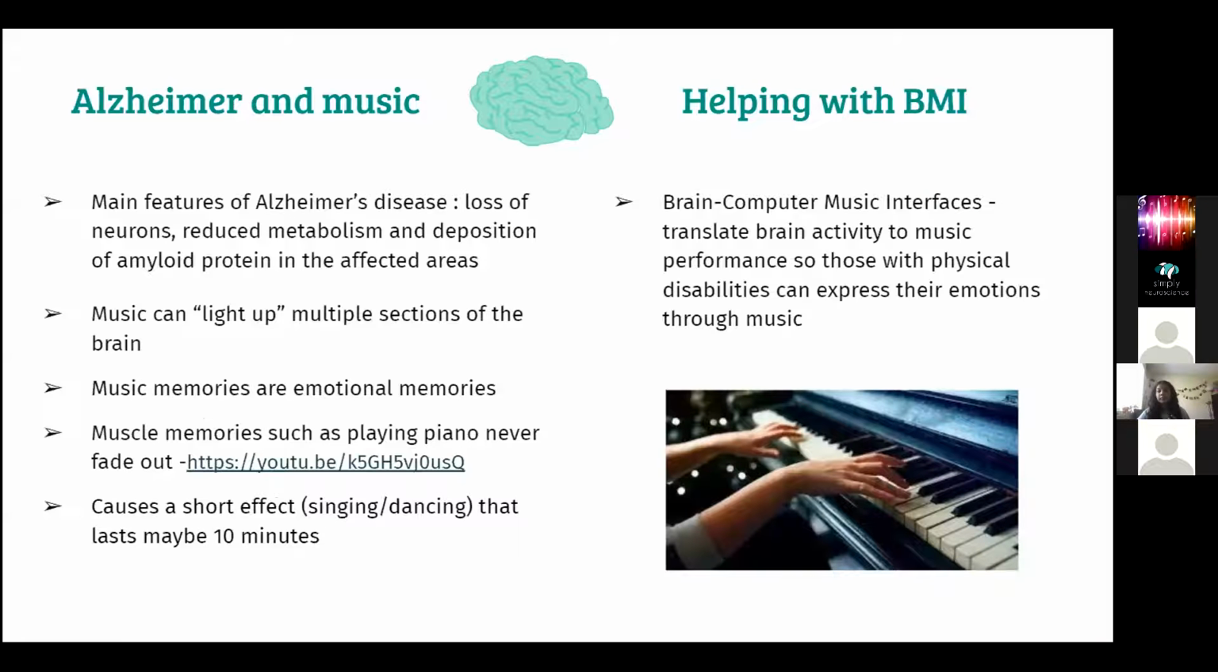So how does music help in Alzheimer's patients, and how does BMI help other disorders? The main features of Alzheimer's disease, as probably some of you know, are the loss of neurons, the reduced metabolism, and deposition of amyloid protein in the affected areas. Music can light up multiple sections of the brain that are affected, and we can see that in MRIs. Musical memories, such as when you were a kid and used to listen to a song that you loved, become emotional memories, so they will never fade out. Also, muscle memories.